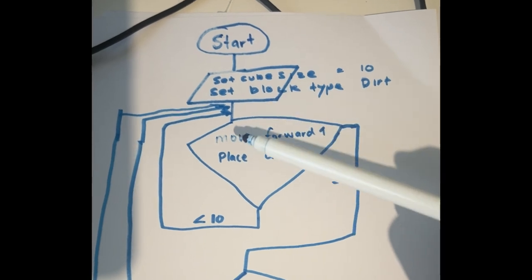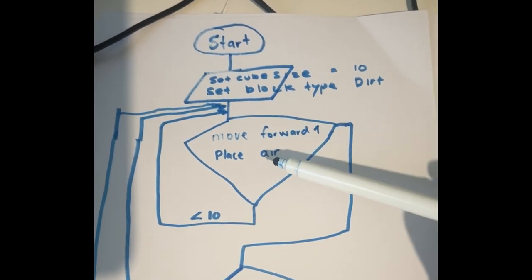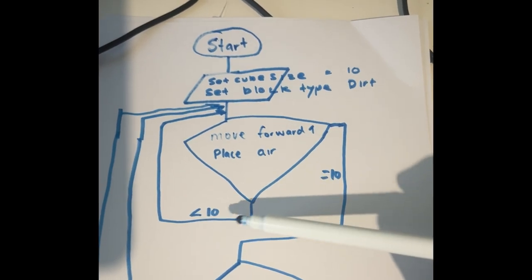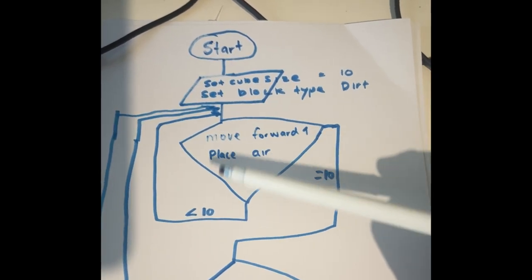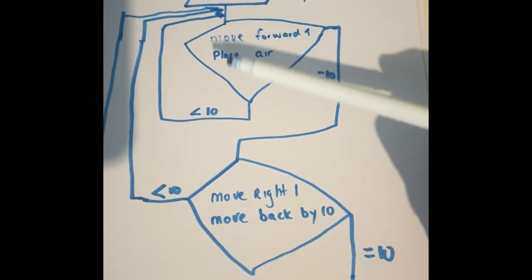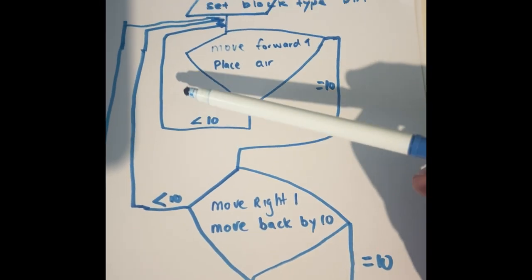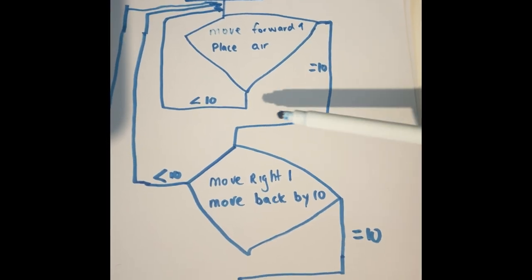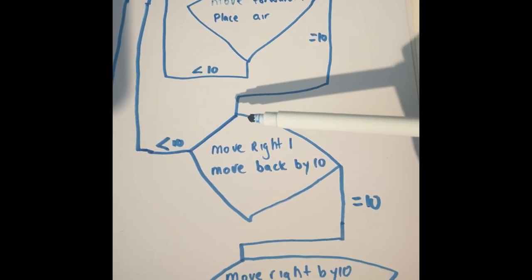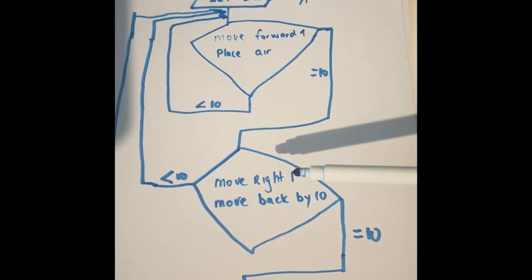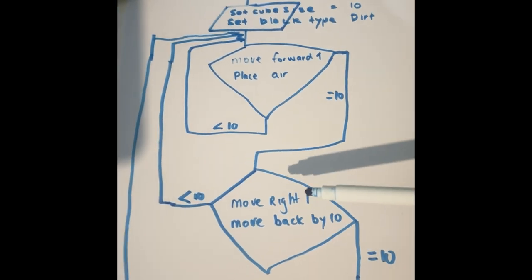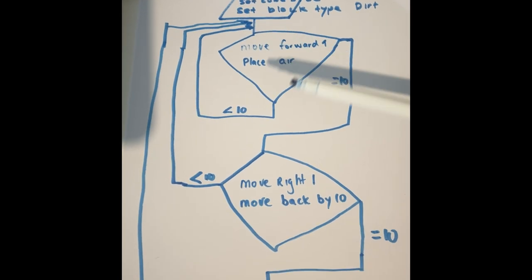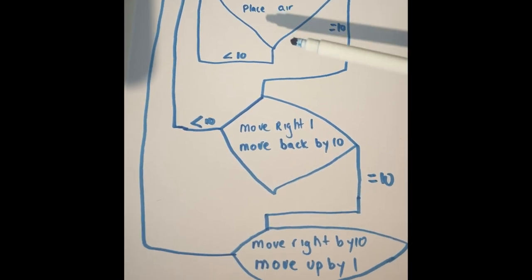First of all we want to move forward by one and place air or dirt. If it's less than 10 times, we want to go back around until this loop is fulfilled. So we go back 10 times, then if it's equal to 10, we go down to the next bit. Then we want to move right by one, then move back by 10. And we want to do this again until this whole thing is fixed up for 10.